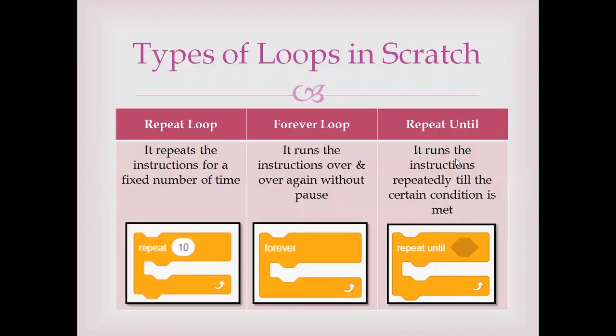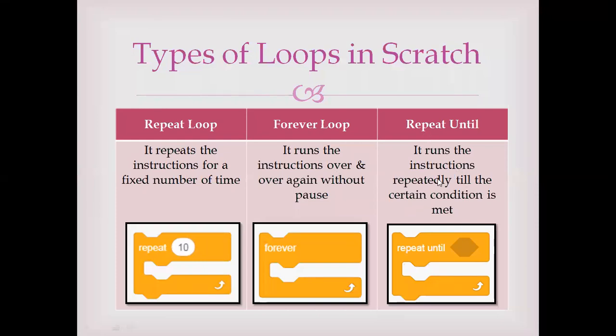Okay, now what are the different types of loops in Scratch? We have three different types of loops in Scratch. One is the repeat loop, one is the forever loop, and one is the repeat until loop. Repeat loop means the instruction will get repeated for a fixed number of times, maybe 10, 5, 14, or any number of times, but it will be fixed that this instruction will repeat only 5 times, or only 10 times. So it will repeat only a fixed number of times.